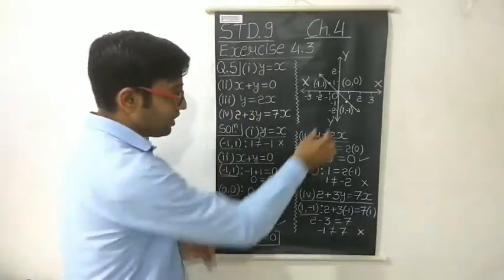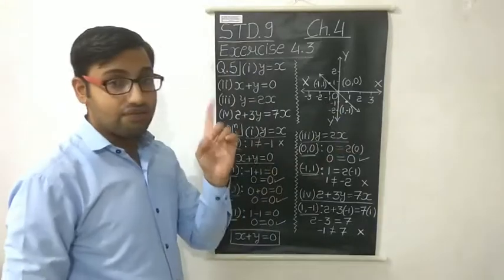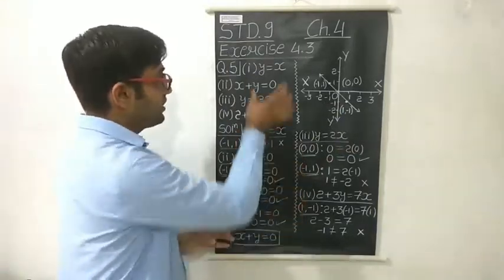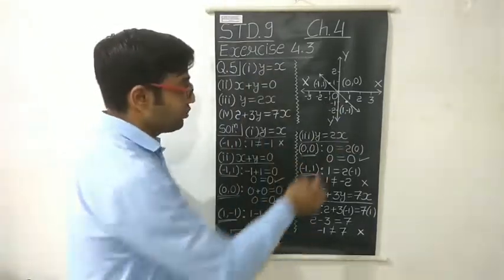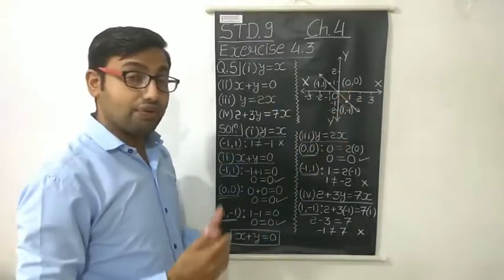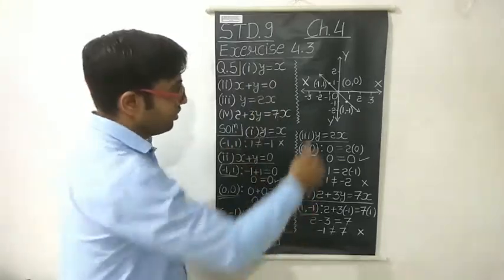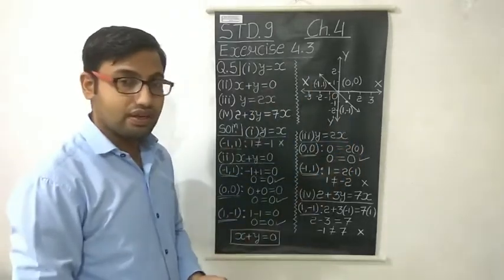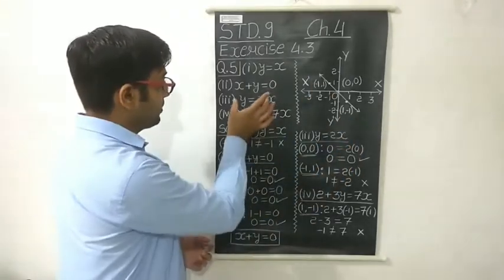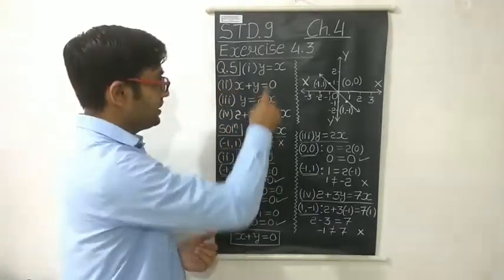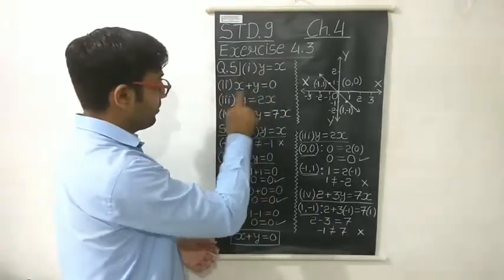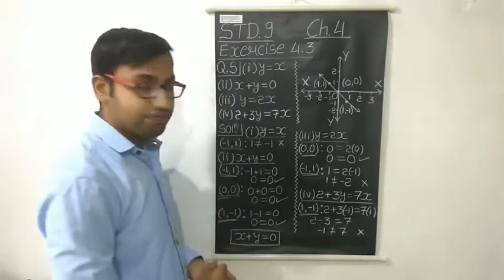Now we do not have to check the other 2 points. If any one point cannot satisfy the equation, we do not need to check the other points. From here we can write that this equation is not of this graph. Understand? Let us take the second equation. First one is cancelled. Now the second one is x plus y equals 0.